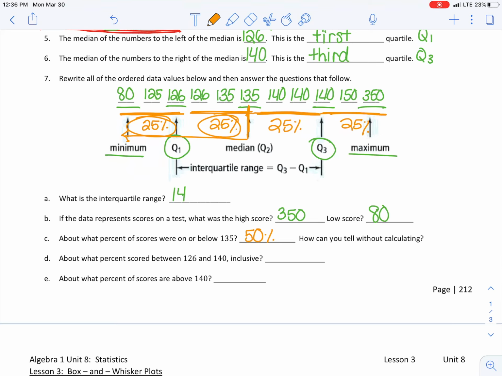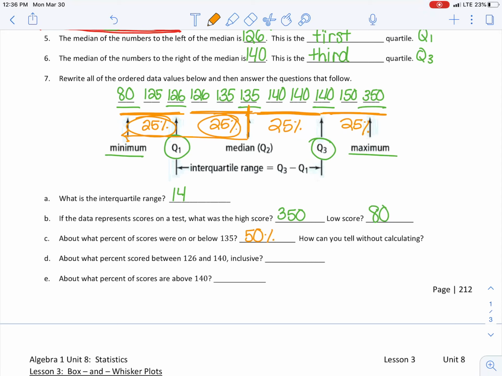And it says, how can you tell without calculating? Well, we know that it's split into 4 equal parts, so each part has to be a fourth. A fourth and a fourth gives us 2/4, which is equal to a half. So 50%.